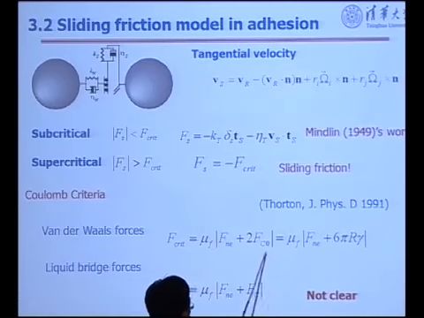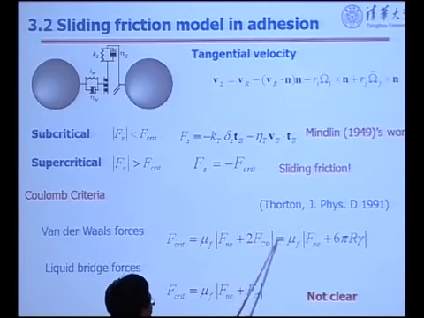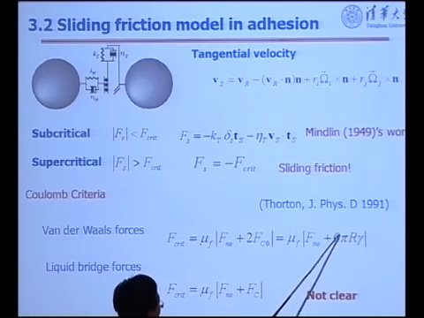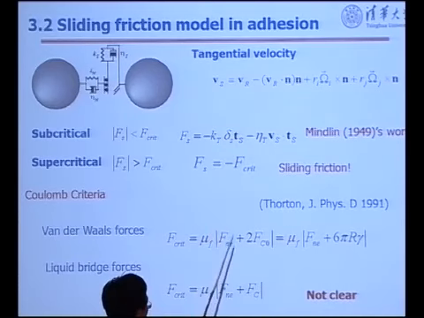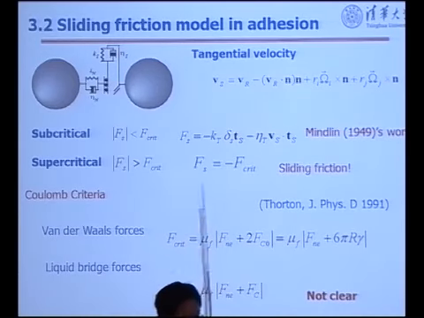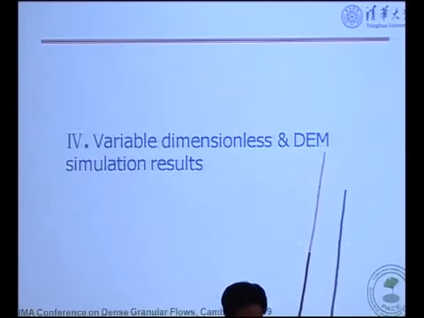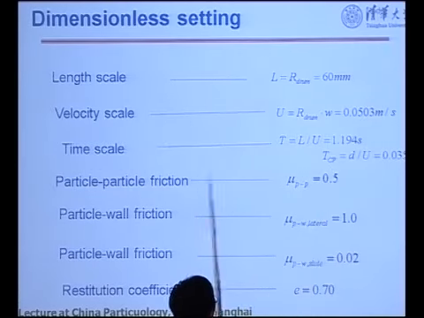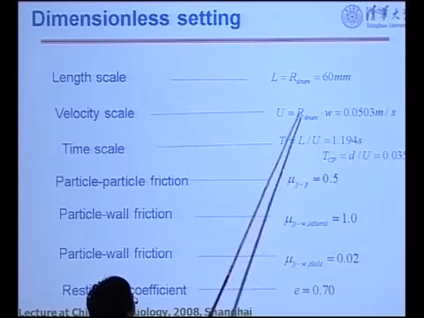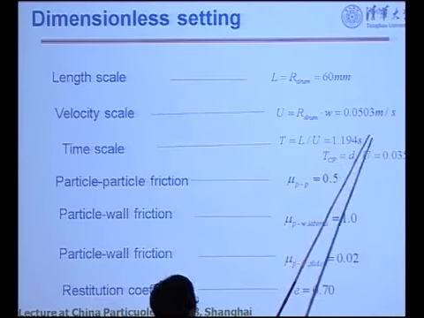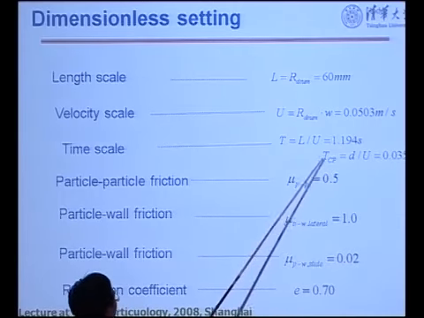So for the van der Waals force, I think there are some classical papers on this. But for liquid bridge here, we use this one. But I think this one is not so correct, because for this one we can use a fixed value, and all the normal force can be positive, but this one is both positive and negative. So there are lots of changes there.